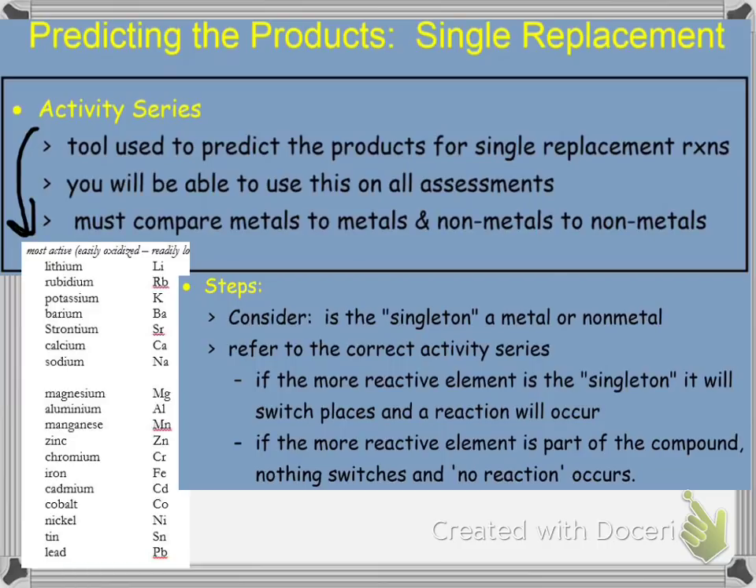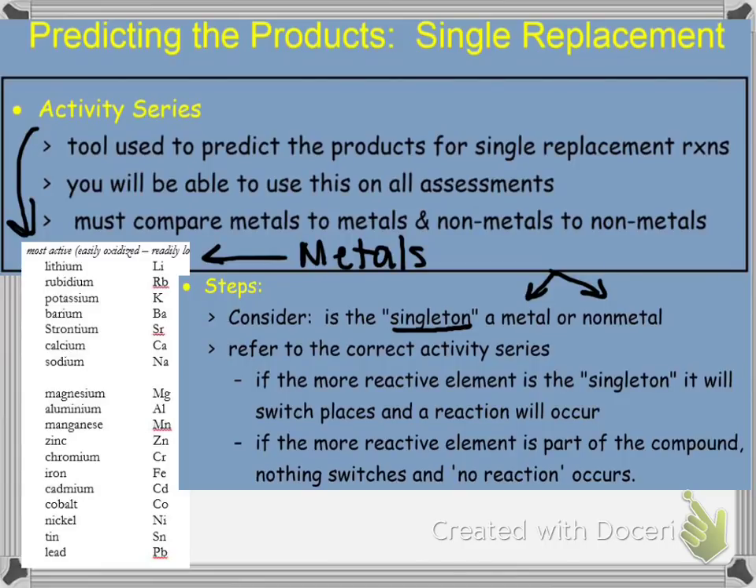So the trick for single replacement is we always want to identify the element that's by itself, the singleton. Once we know whether it's a metal or a non-metal, we're going to know which chart to use. So over here on the left, the one that you see is the list for the metals. The non-metal list would be separate, and I can only compare like elements, because otherwise, if I traded a metal with a non-metal, I wouldn't have an ionic compound in my product.